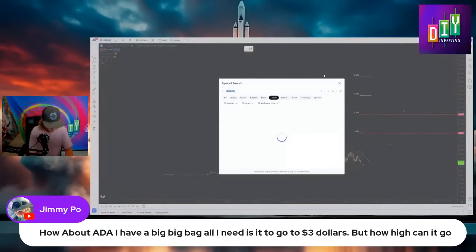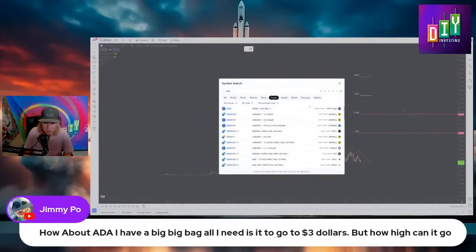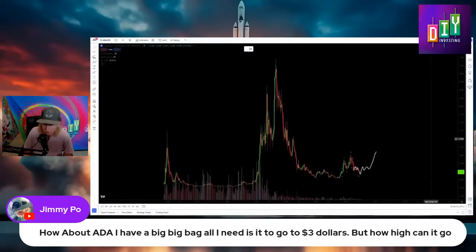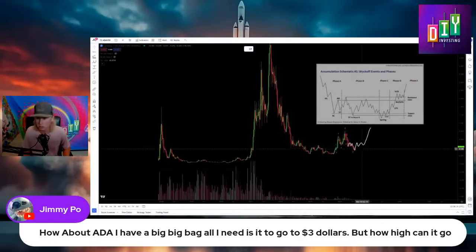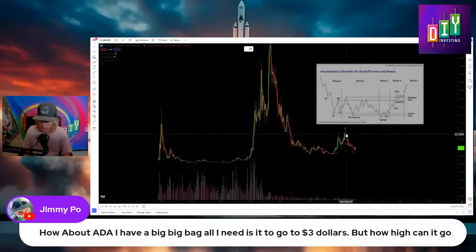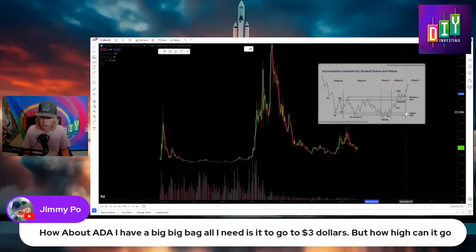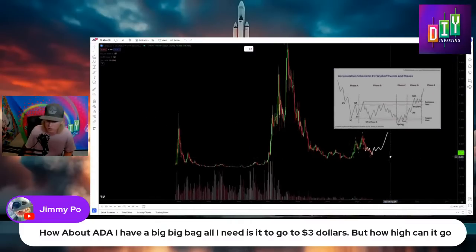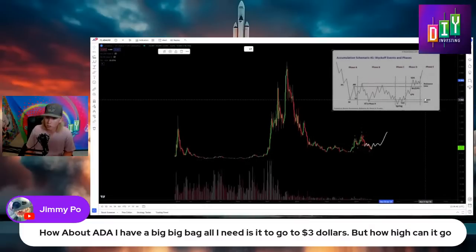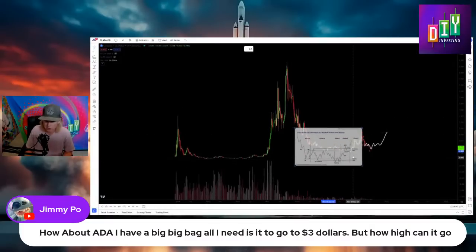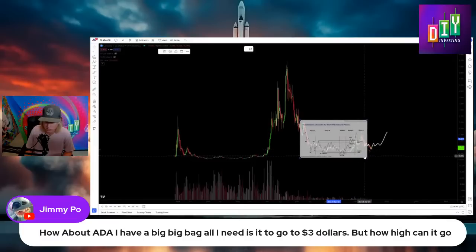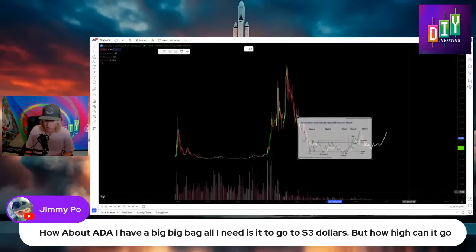Go back here. ADA. This is one that I think is actually bottoming pretty much right where I thought it would too. So that looks really solid right now. I don't even need to remove this analysis from wherever I drew this last time because it's pretty much just following what I thought it did. We did a Wyckoff accumulation in the bottom, which is very much on par with all of our prior cycles.